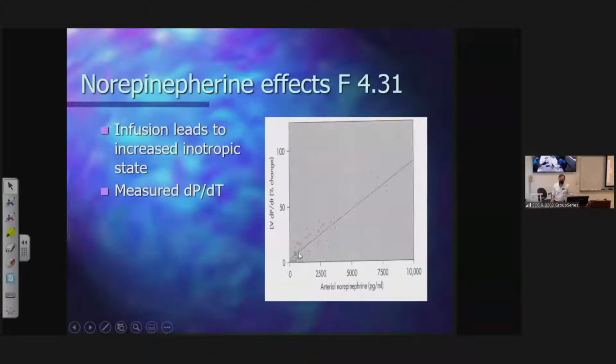And it shows that it's linear. They kept giving the dose higher and higher. And the identity line here is a ratio, not quite 1, but it's fairly linear. If you keep giving more, you get more force. That's what this graph is showing.